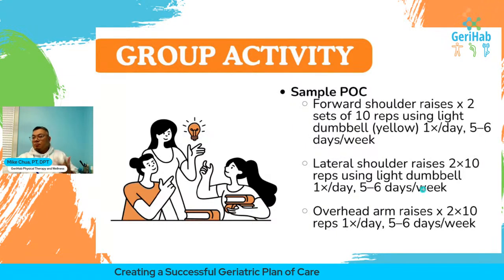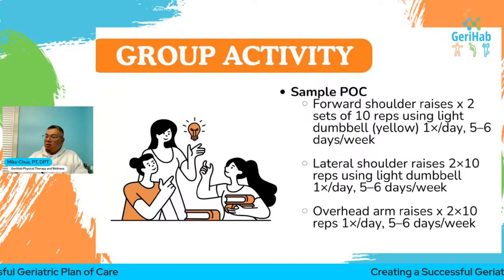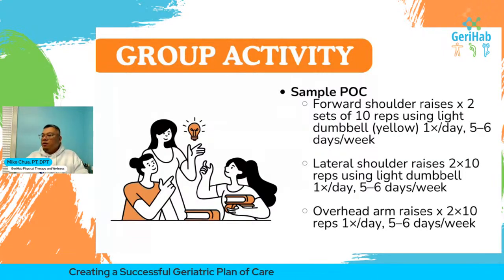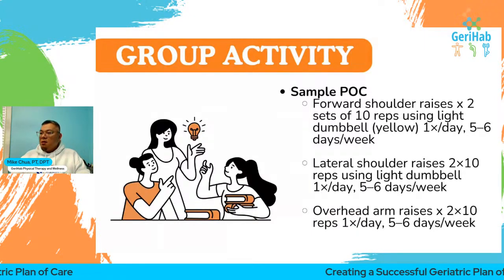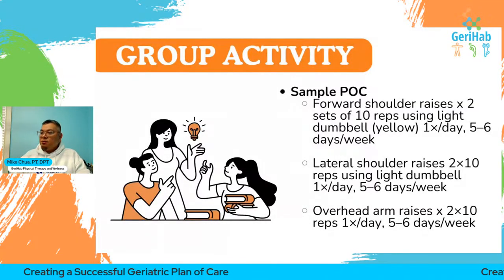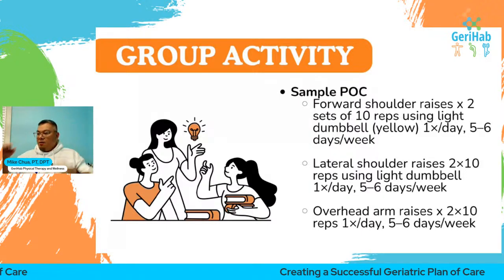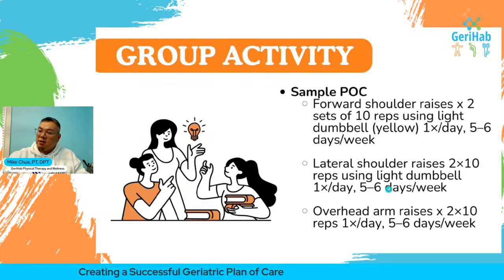Okay, so let's do a sample plan of care on that specific patient that we have, the patient who fell and had a hip fracture and shoulder pain. Forward shoulder raises, 2 sets of 10 reps using a light dumbbell, yellow, 1 time a day, 5 to 6 days per week. Overhead shoulder raises, 2 sets of 10 reps using a light dumbbell, 1 time a day, 5 to 6 days a week. So this looks more like a home exercise program.